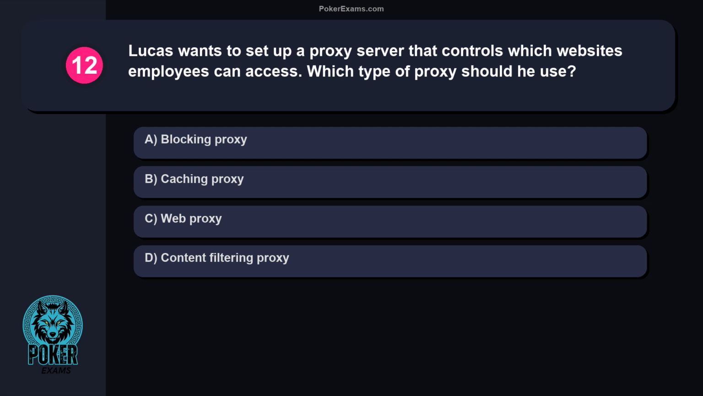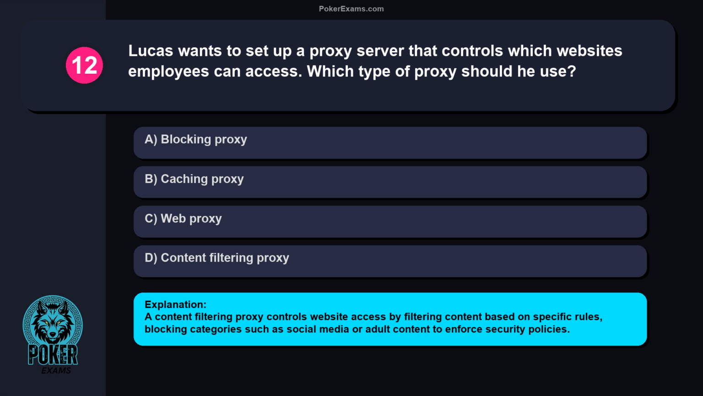Question 12. Lucas wants to set up a proxy server that controls which websites employees can access. Which type of proxy should he use? Blocking proxy, caching proxy, web proxy, content filtering proxy. A content filtering proxy controls website access by filtering content based on specific rules, blocking categories such as social media or adult content to enforce security policies.